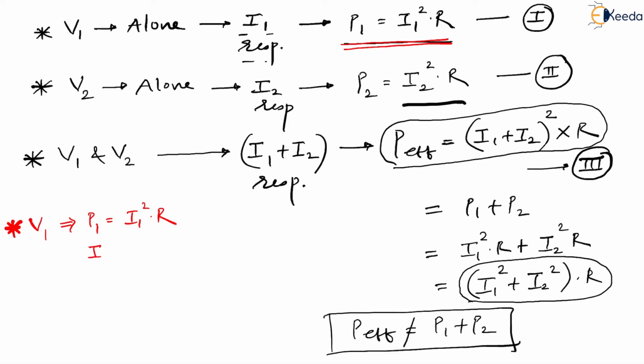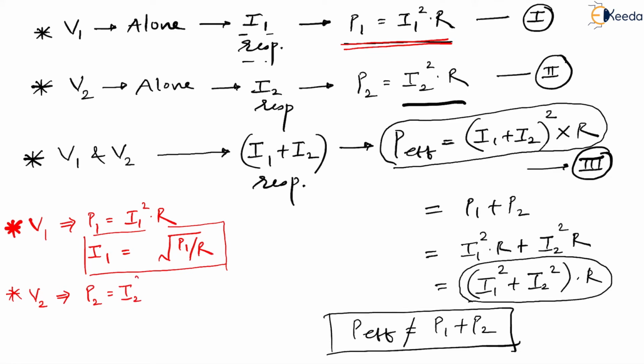So what is the value of I1? Just by rearranging the term, you will understand that it is actually under root of P1 by R. This is what I'm getting as the value of I1 here. Okay, fair enough. So let me assume that now V2 is acting alone, because of which the dissipated power is P2, which is given as I2 square R. This gives me the value of I2 in terms of power, which is under root of P2 by R.